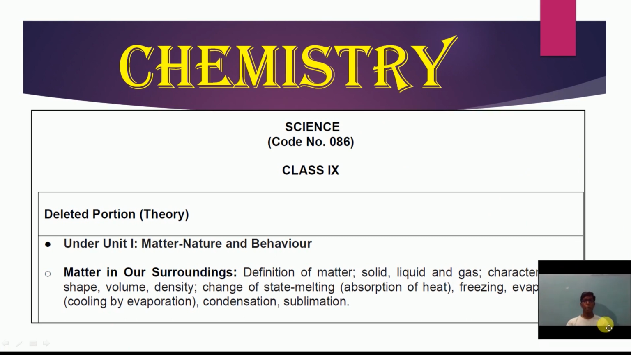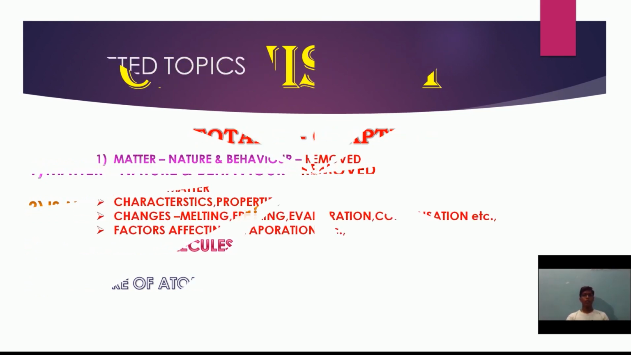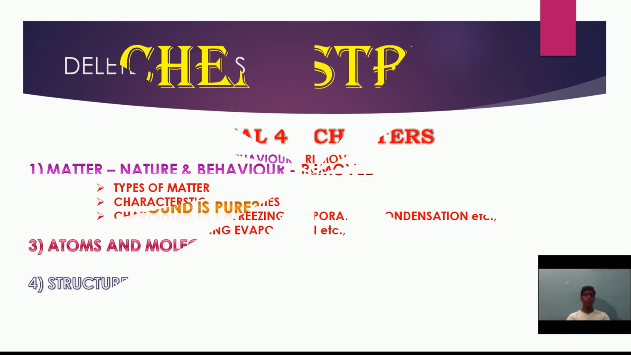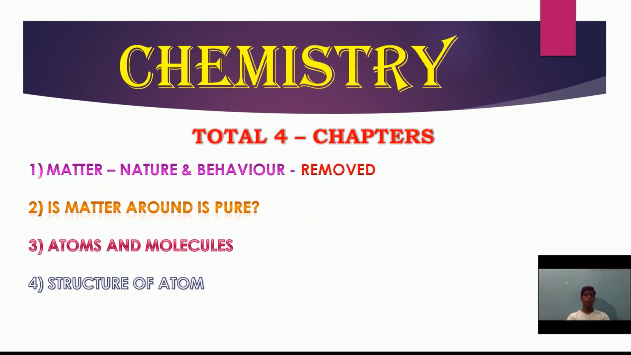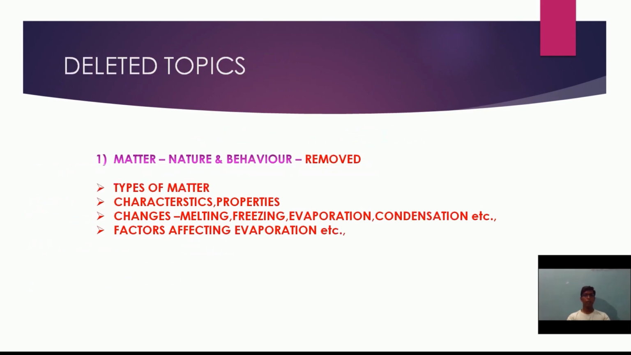Now let us discuss the summary. If you observe here, we have a total of 4 chapters. So, Matter, Nature and Behavior: I have explained what topics have been removed. So that was removed. And next we have Matter Around Us Is Pure, Atoms and Molecules, and Structure of Atom. So out of 4 chapters, 1 chapter has been removed.